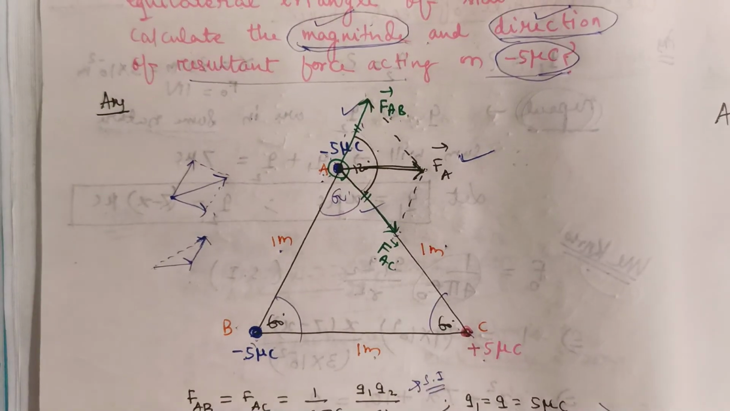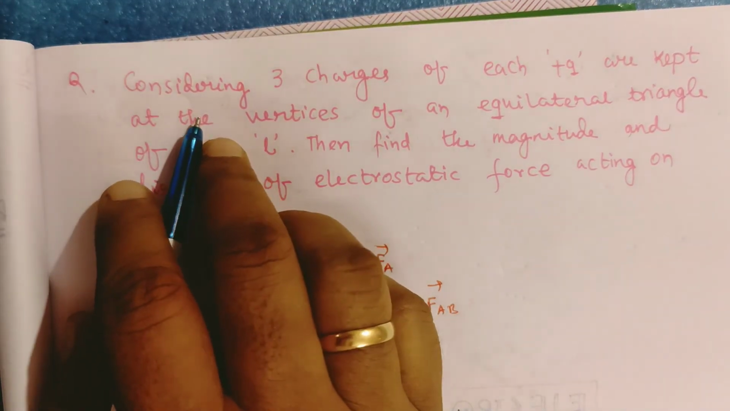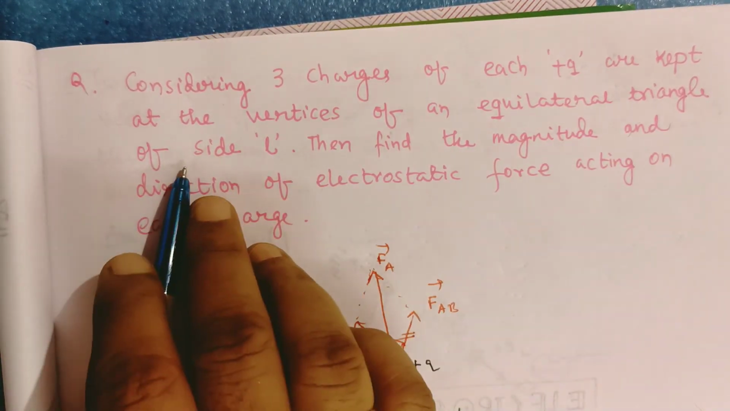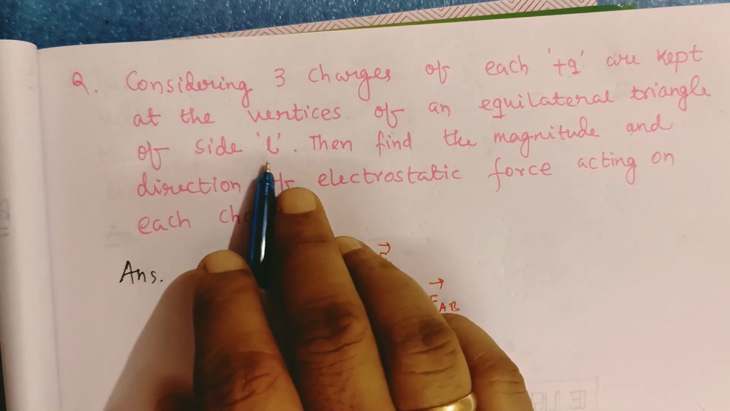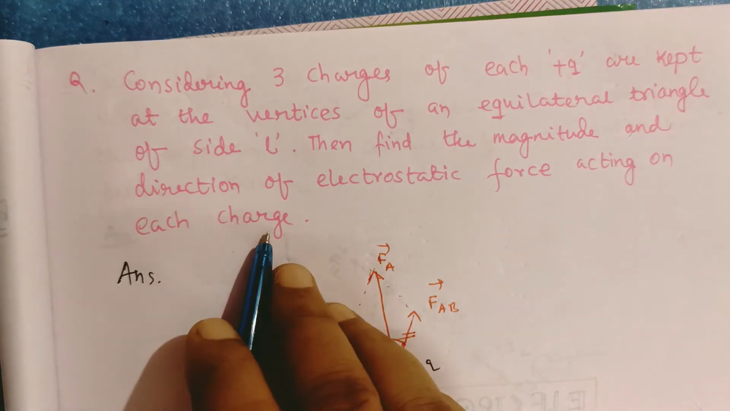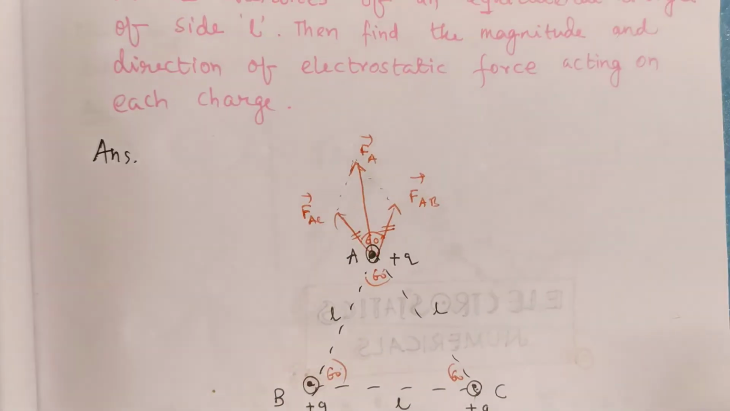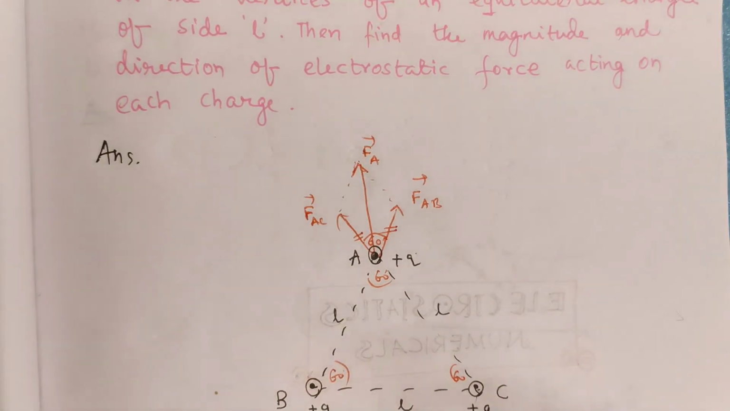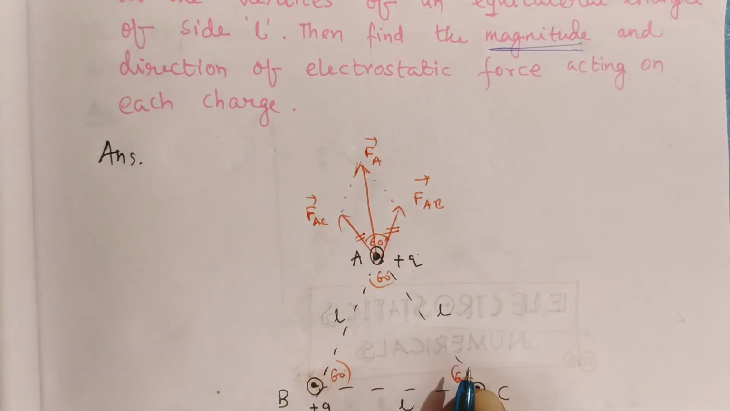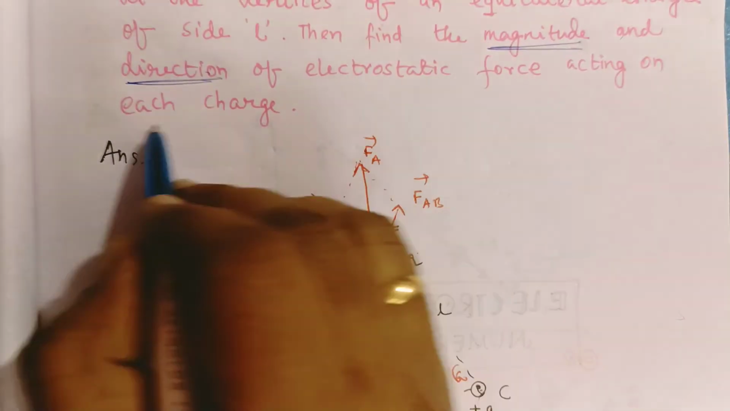Now we proceed with the same type of problem for another question. You see, consider three charges, each plus q, kept at the vertices of an equilateral triangle of side L. Then find the magnitude and direction of the electrostatic force acting on each charge. Same problem. First you draw the diagram ABC. Three similar charges means you can use plus q, plus q, plus q here. Then find the magnitude and the direction. Direction means you have to do the diagram, for the electrostatic force acting on each charge.